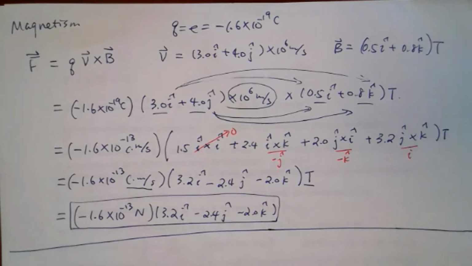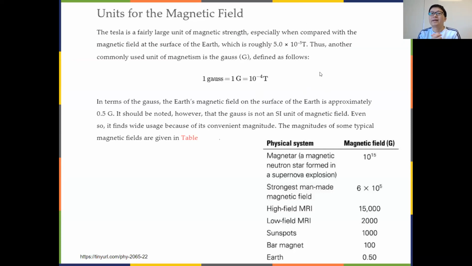Let's go back to this slide. All right, so the SI unit for magnetic field is Tesla. However, there's a unit that has been used a lot. It's called Gauss. Gauss is a smaller unit than Tesla. One Gauss is only 10 to the minus 4 Tesla. If you see capital G, that's for Gauss. Capital T is for Tesla.